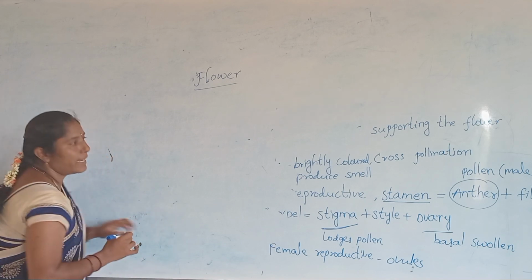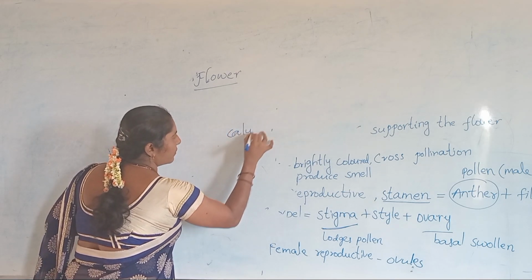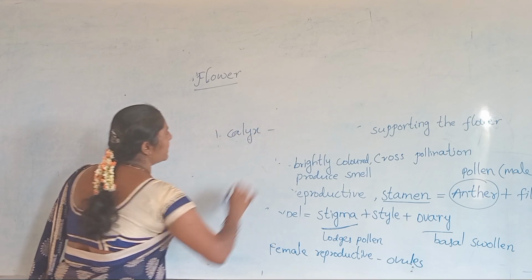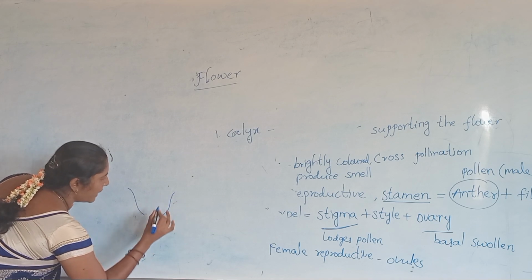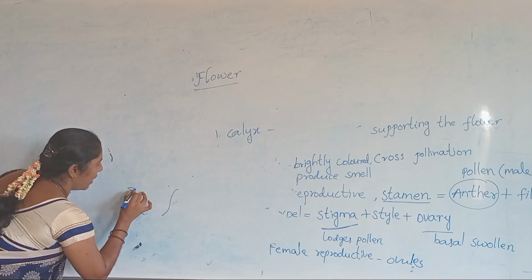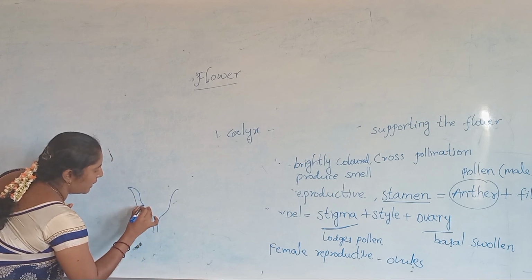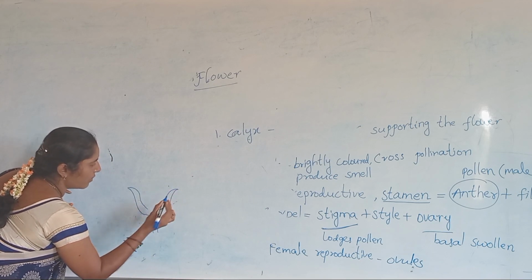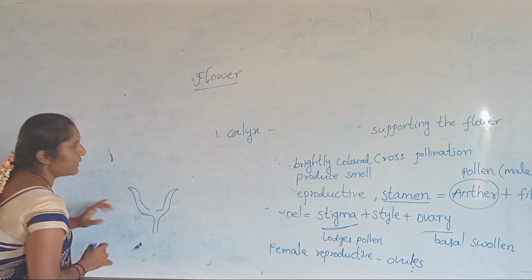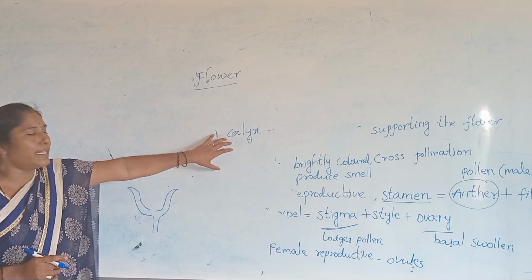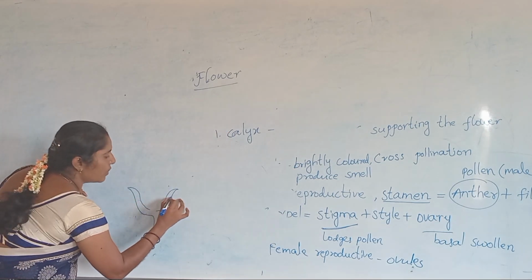See, what is arranged in the first whorl? Calyx. What is the color of the calyx? Green in color. Units are present in the calyx. What do we call those units? Each one is called a sepal.